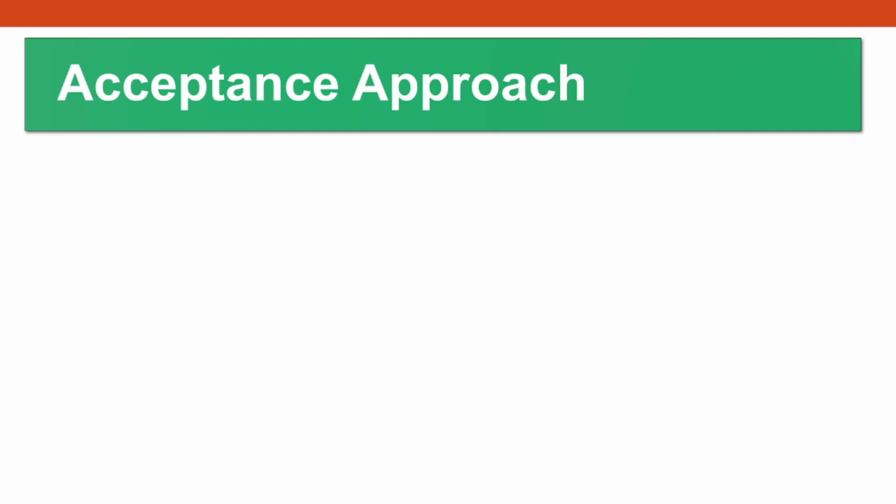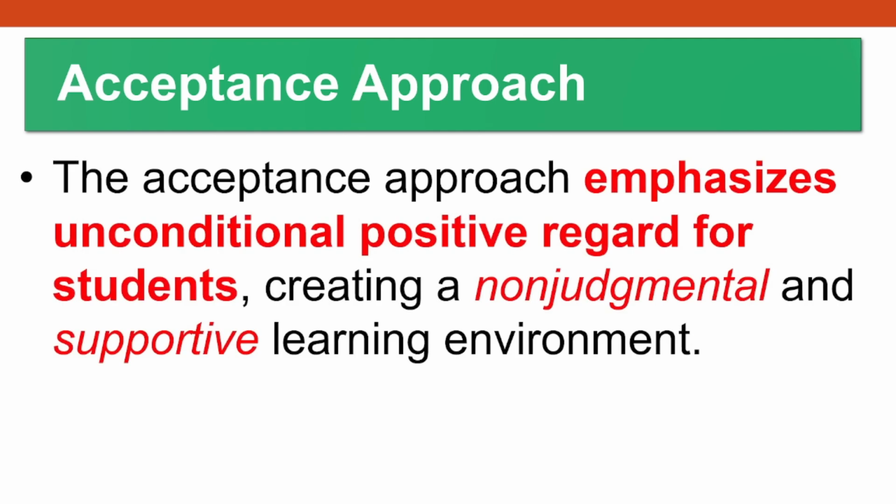Now we're on the second to last approach of classroom management, and this is acceptance approach. The acceptance approach emphasizes unconditional positive regard for students, creating a non-judgmental and supportive learning environment. Imagine a classroom where every student feels valued and accepted, regardless of their background or abilities. In this environment, students are more likely to take risks, make mistakes, and learn from them.